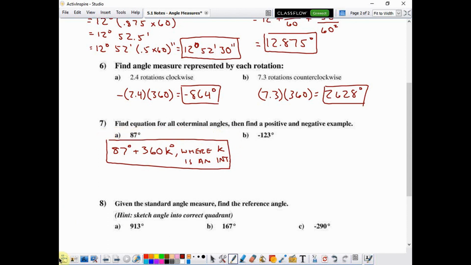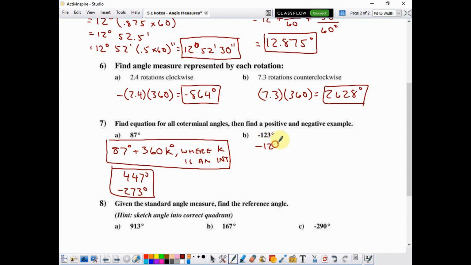And the easiest numbers to put in there are 1 and negative 1. So if I put in a 1, it's 87 plus 360, and that's 447 degrees. That's a coterminal angle. So for my negative example, I could put in a negative 1, and that's 87 minus 360, and that's negative 273 degrees. So there's my positive and negative coterminal examples.